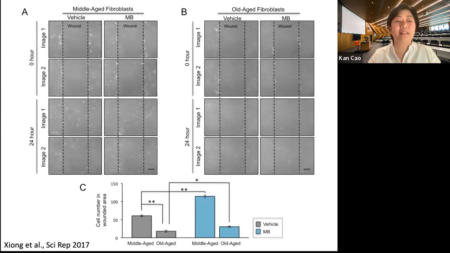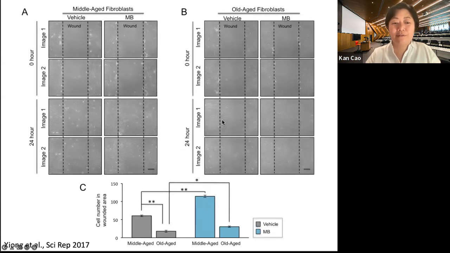In addition to that, we did a very interesting experiment, using a scraper, as we call it, to create an artificial wound on the cell culture dish. That's what we call 0 hours. So basically we grow the cells and we create a wound. Then in 24 hours, what we are looking for is to see whether the surrounding cells can move in and heal the wound. And we did it under the condition of mock treatment or methylene blue treatment. And we did it in middle-aged fibroblasts from a donor around 40 years old, and also from a donor over 80 years old.